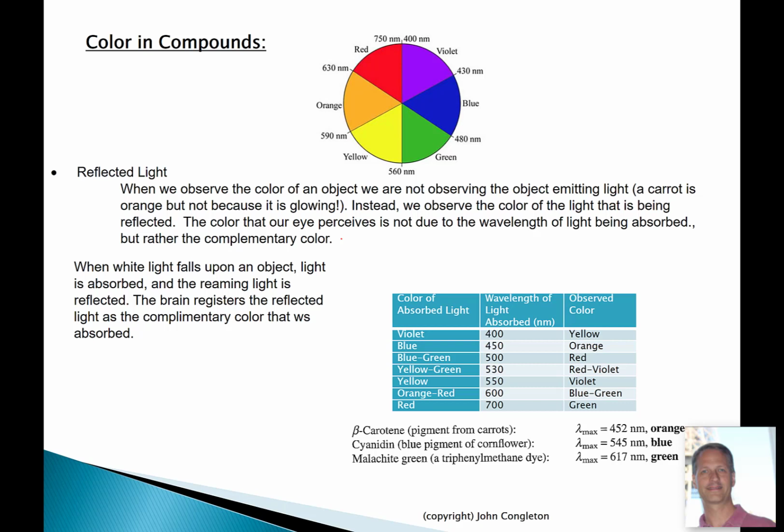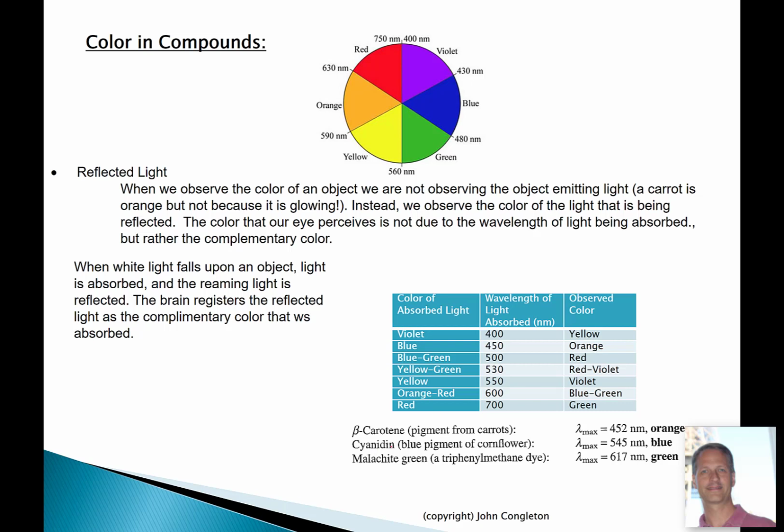So if you look down here below, we have the color of light that's being absorbed, the wavelength of light down here. So violet about 400, blue 450, then we have these ranges: yellow, orange, red, and so on and so forth. So that's the color of light that's being absorbed. If blue is being absorbed, then the color perceived is orange.